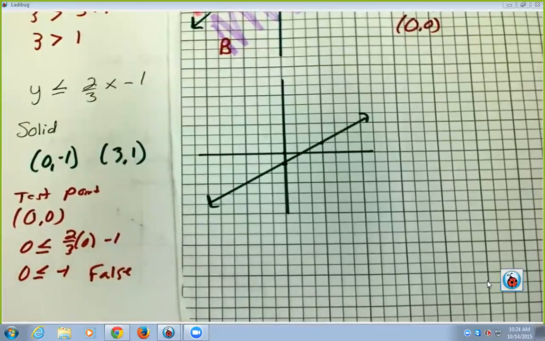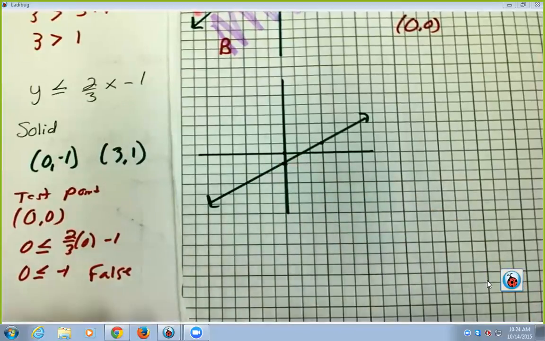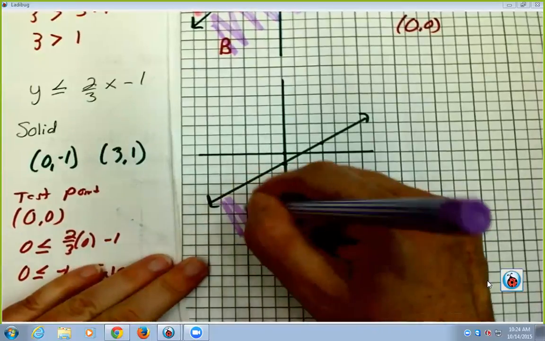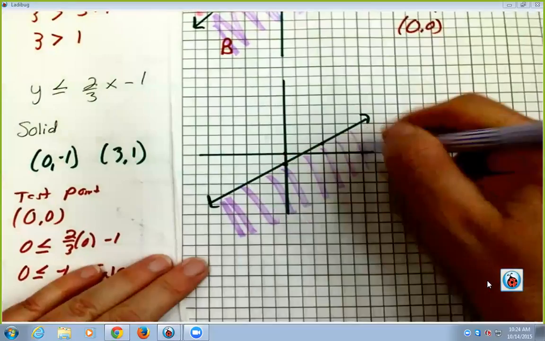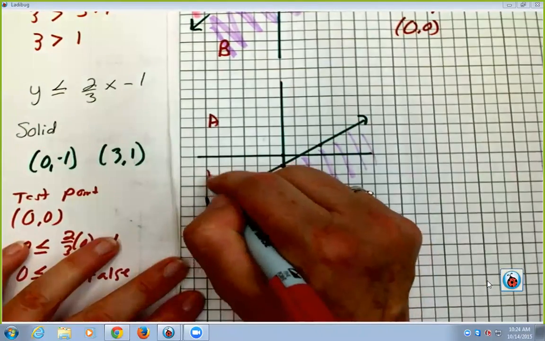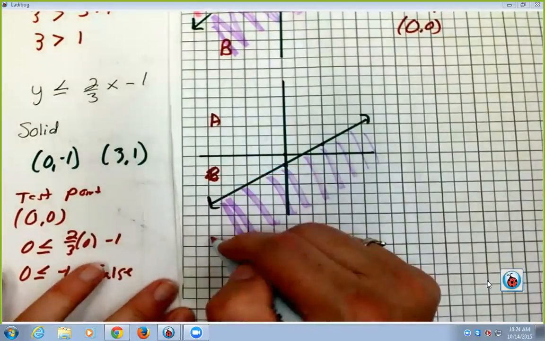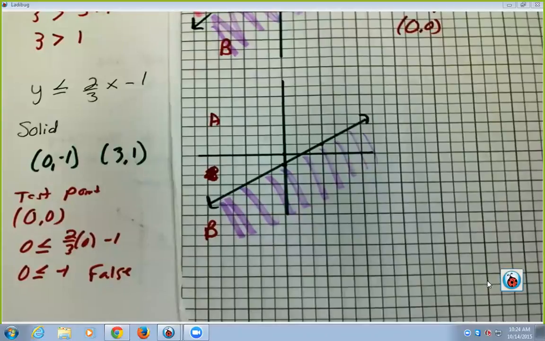So far our stuff has all come out false. It doesn't always happen that way. So this is false. So where would I want to shade? Well, I would want to shade below the line. So again, what Hawks will say is you have side A and you have side B. So you need to pick which one gets shaded. So we would pick side B.